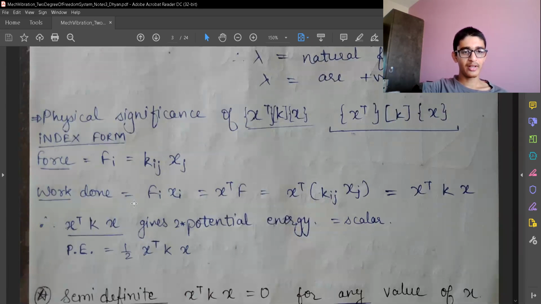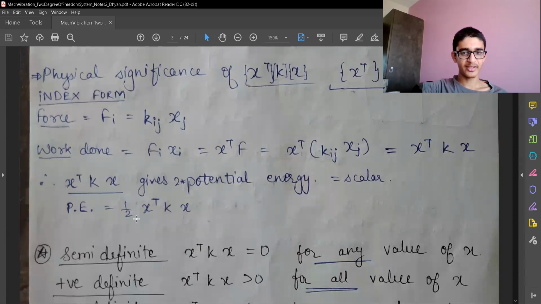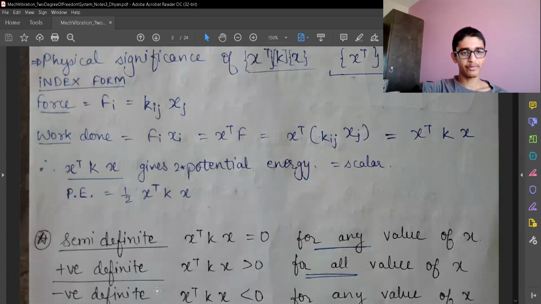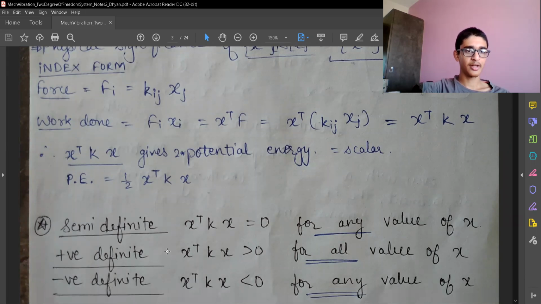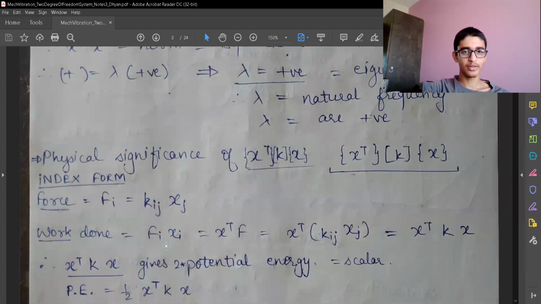In the next video, I'll explain the 3 different kinds of matrices we can have: semi-definite, positive definite, and negative definite, about which I have mentioned earlier, but we'll have a detailed look at them. So we have understood the different meanings of the stiffness matrix as of now. We'll end over here. Thank you.